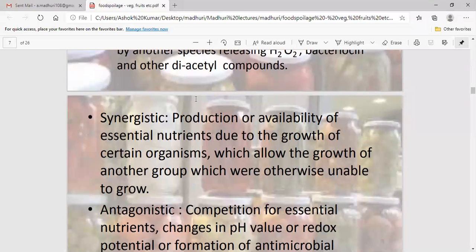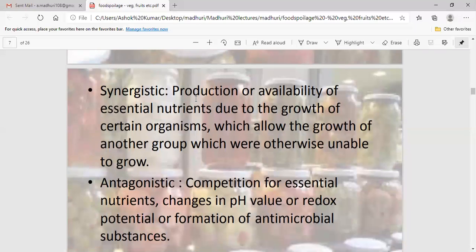Next, synergistic interaction. For example, production or availability of essential nutrients due to growth of certain organisms, which allow the growth of another group which were otherwise unable to grow. Here, synergistic interaction can be understood by this example: if one population is growing in the food, during its growth it will release some vital nutrients which are very important for another group of microorganisms which otherwise could not grow. This is a synergistic interaction.